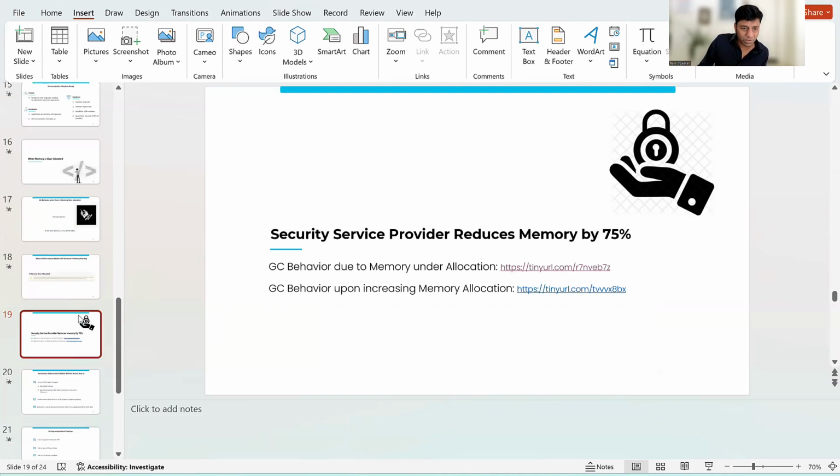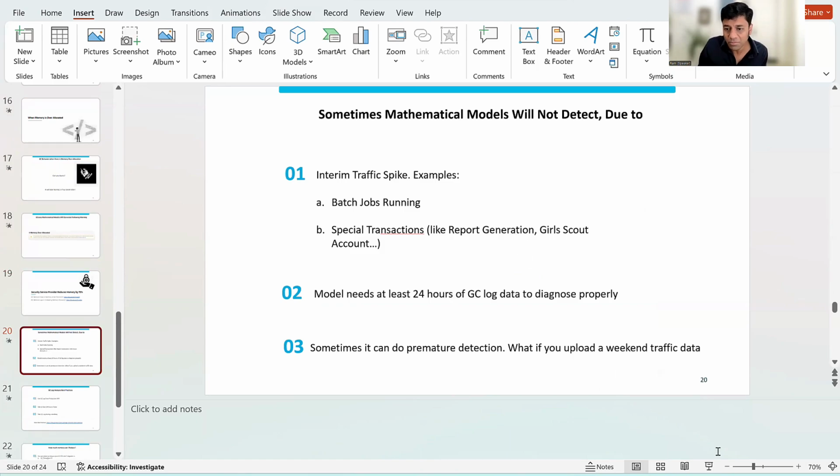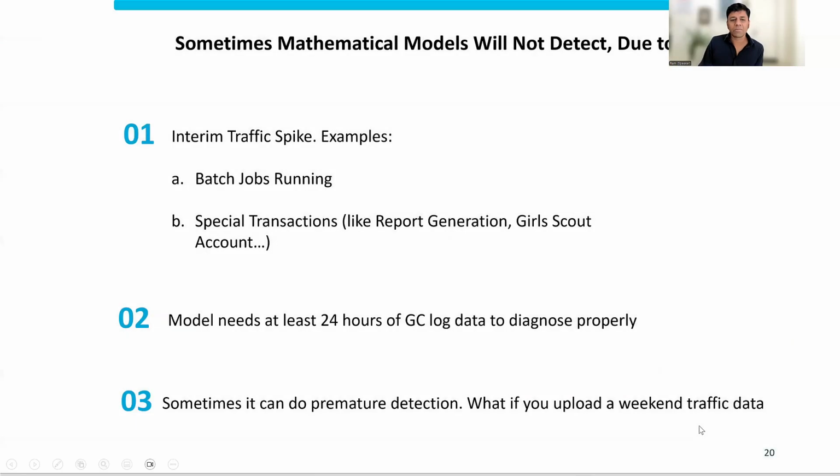So now let me tell you, sometimes the mathematical model which is there in GCEC will not accurately detect the issue for you. Here are the reasons for it. Most of the time it will work, but sometimes it may not report it as over allocated. Here is the reason why it cannot tell.